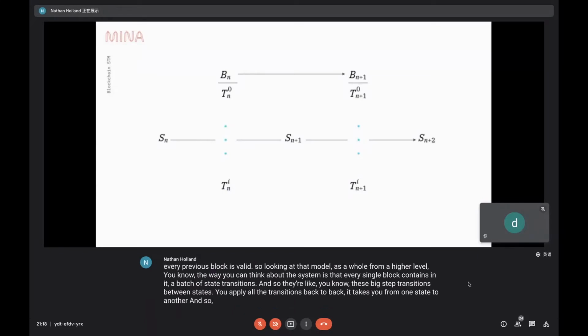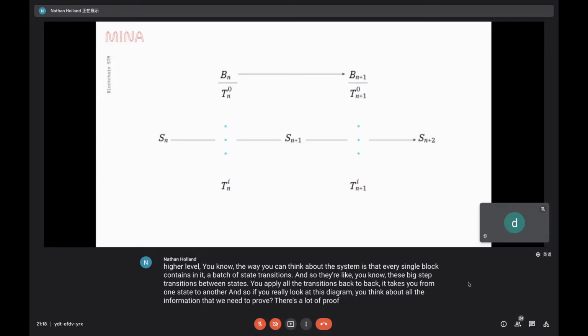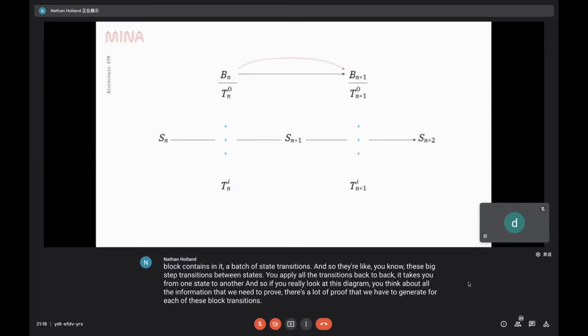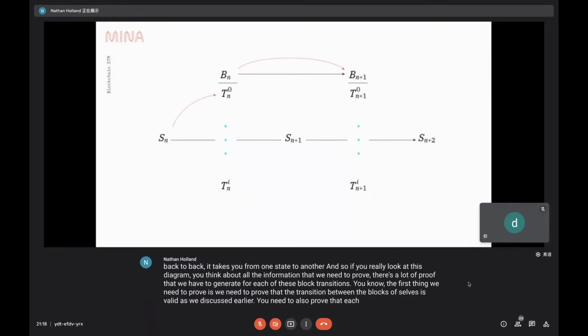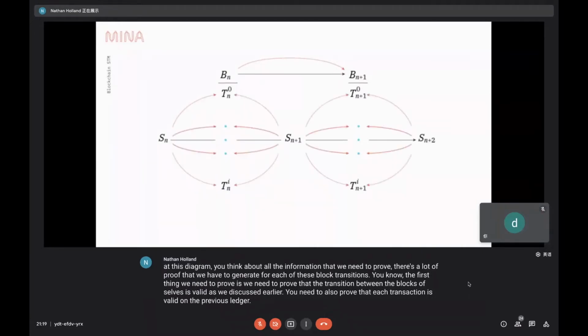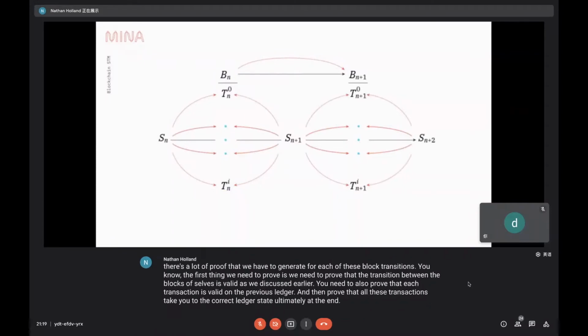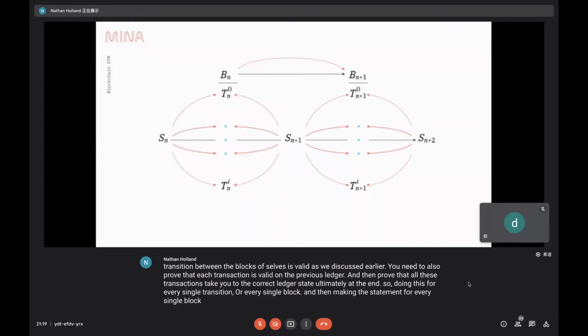And so if you really look at this diagram and you think about all the information that we need to prove, there's a lot of proofs that we have to generate for each of these block transitions. The first thing we need to prove is that the transition between the blocks themselves is valid, as we discussed earlier. You need to also prove that each transaction is valid on the previous ledger, and then prove that all these transactions take you to the correct ledger state ultimately at the end. So doing this for every single transition, for every single block, and then making the statement for every single block is really a lot of proofs to generate if you do it naively.